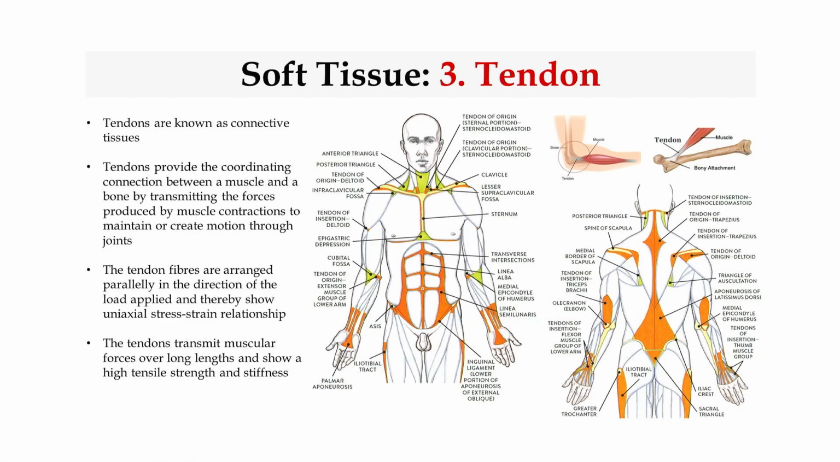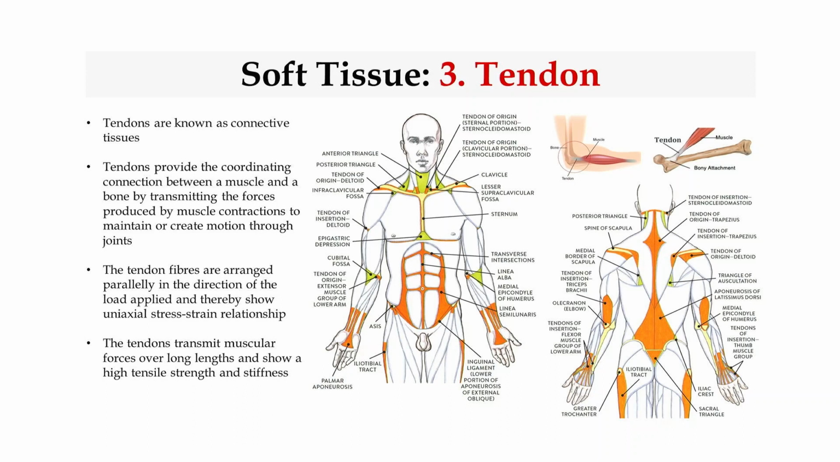There are n number of tendons all across the human body, and if you look at the literature of anatomy, you will again see various names, right? And the figures on the right are basically showing that. But I would like to direct you towards the figure on the top right, where it clearly highlights how a tendon is the bridge between a bone and a muscle, basically, right? So the tendon fibers are arranged parallelly in the direction of the load applied and thereby show a uniaxial stress strain relationship.